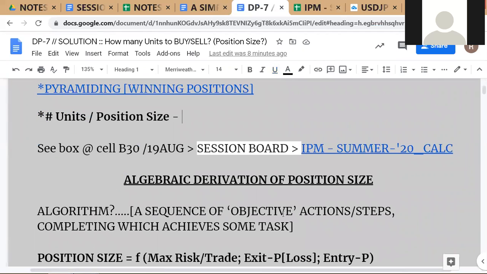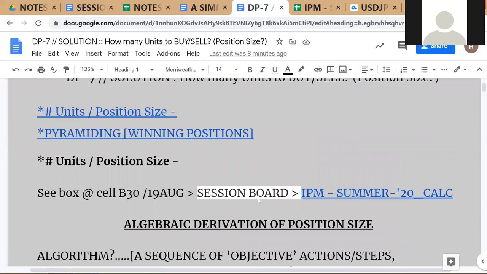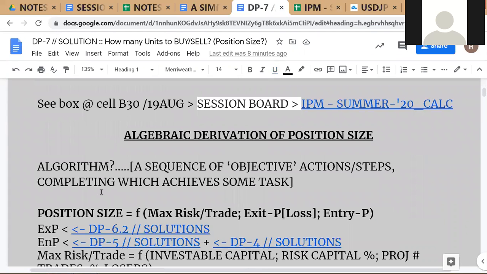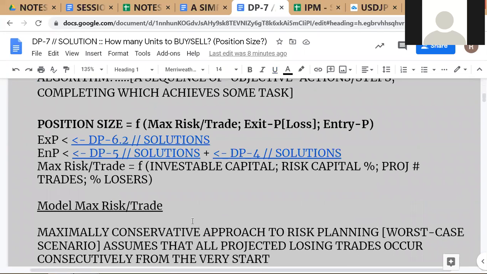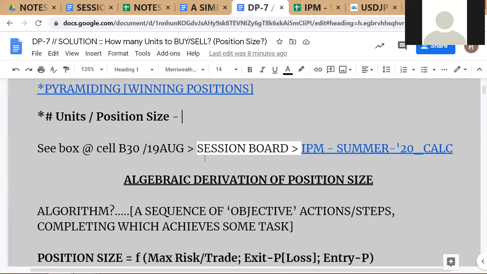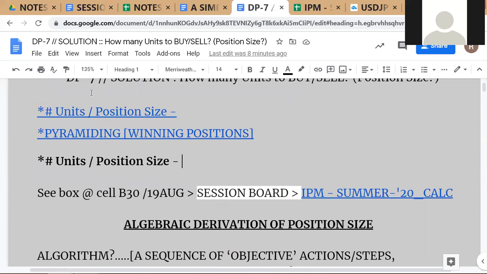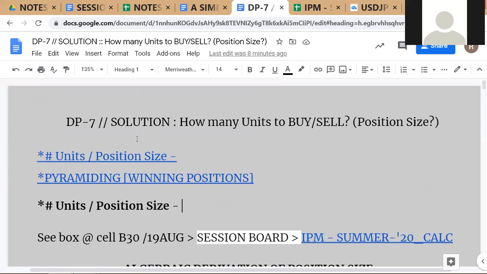So as you know here, number of units, position size, this is not to be independently determined. This is a function of other factors, other variables. Position size is a function of all these. We have already done that. Okay, so what we're doing here is we are trying to model the position size because we're trying to solve this decision problem. How many units to buy, sell? Okay, the position size decision problem.